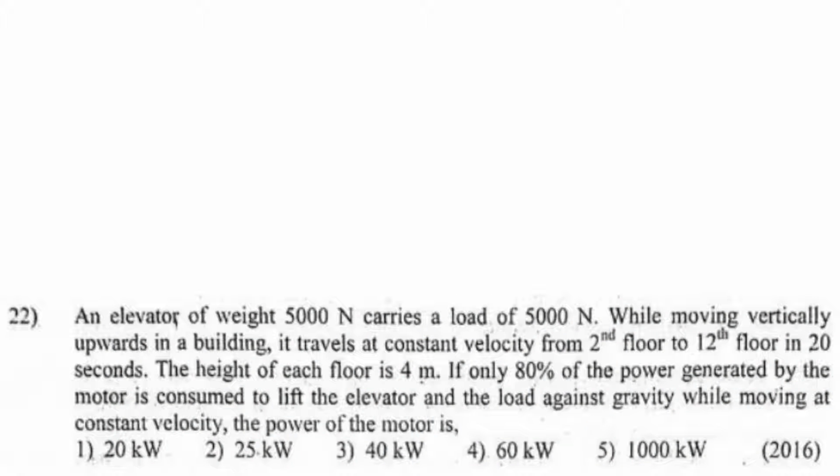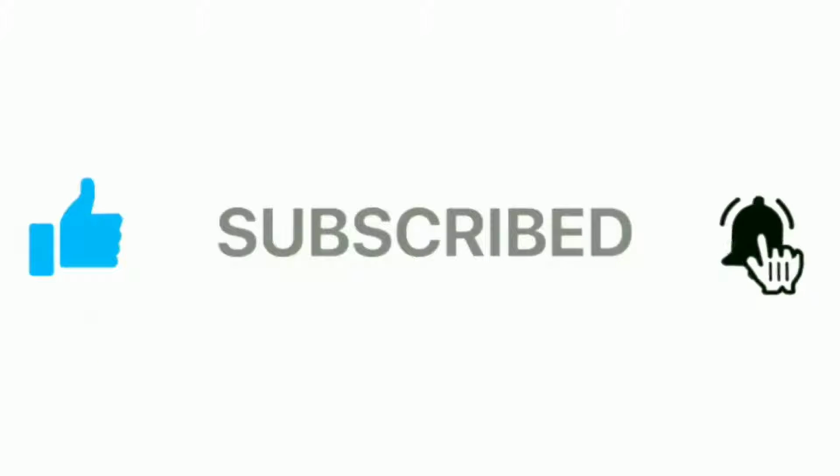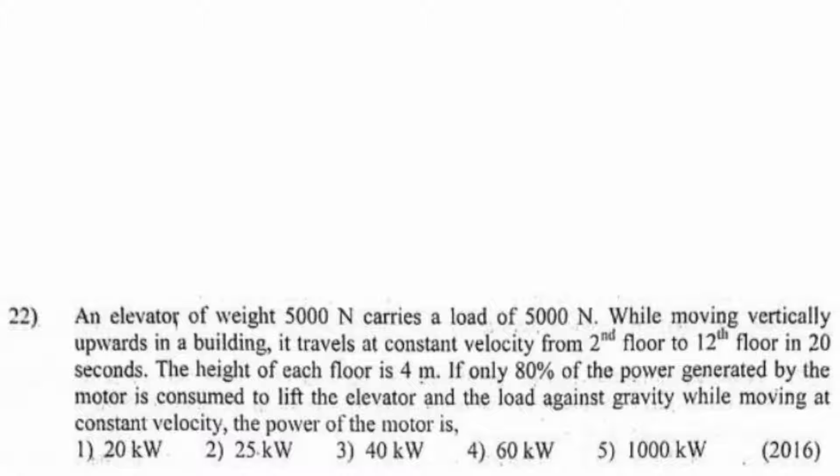Then 22. An elevator of weight 5000 Newton carries a load of 5000 Newton. Then the total weight is 10,000. While moving vertically upward in a building, it travels at constant velocity from the second floor to the 12th floor in 20 seconds. The height of each floor is 4 meters. If only 80% of the power generated by the motor is consumed to lift the elevator and the load against gravity while moving at constant velocity, find the power of the motor.